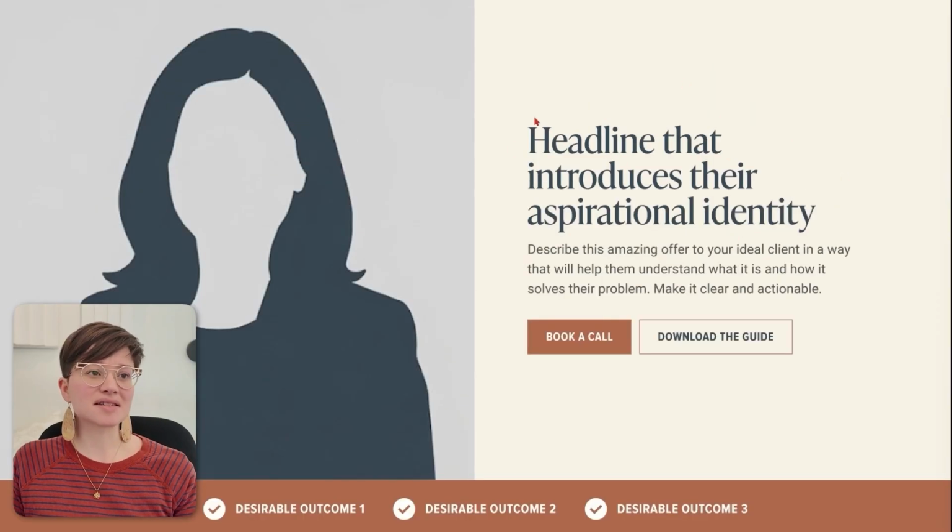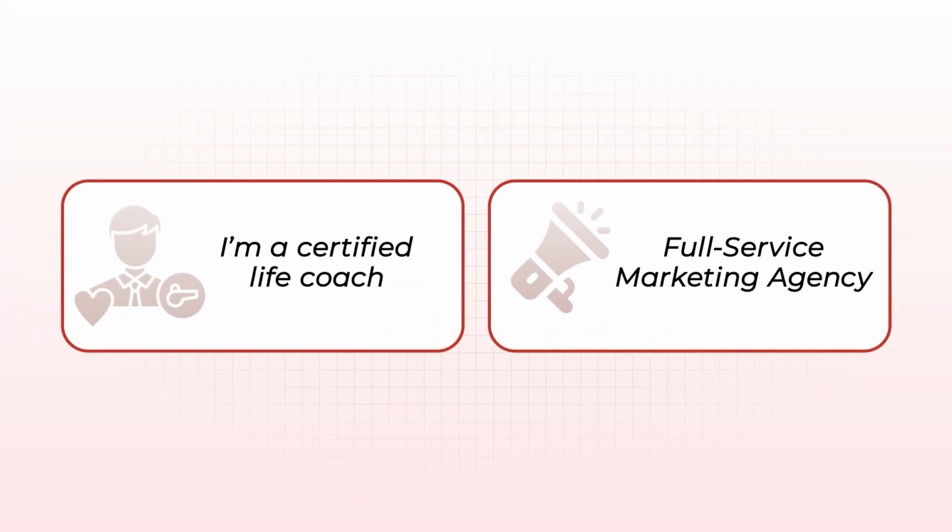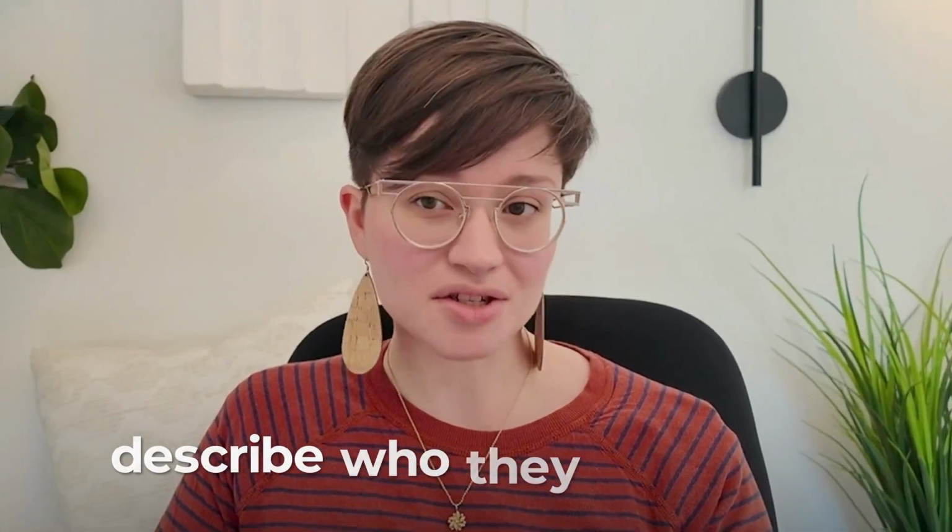Now, the headline on this section is really where most people go wrong. They write something about themselves like, I'm a certified life coach, or I'm a full service marketing agency, or something like that. But your visitor does not care about that yet. They care about what they want to become. So instead of describing what you do, in this section, describe who they want to be. So if you're a personal injury attorney, don't write experienced personal injury attorney. Write something like injured and overwhelmed. Let us fight while you heal.